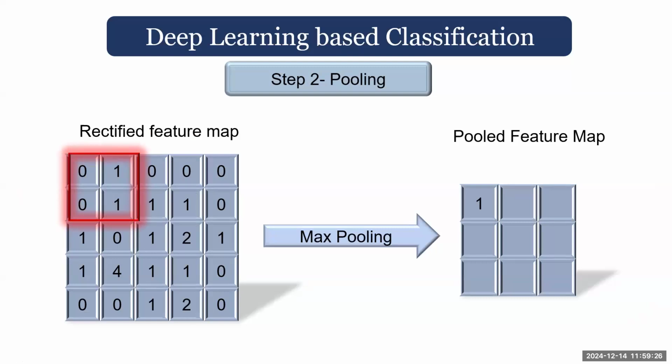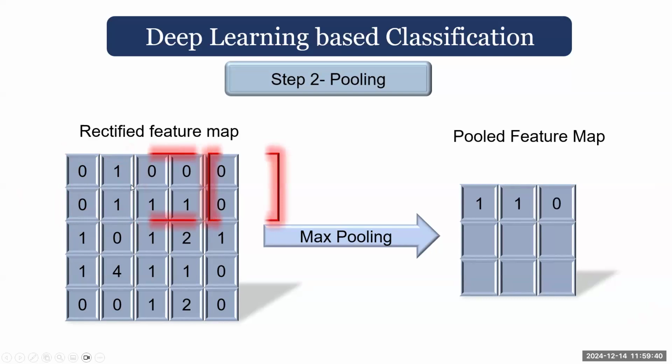Here we are focused on one type, which is called max pooling. In max pooling, among the 4 values, the maximum value will be selected. So in this case, it is 0, 1, 0, 1. The maximum value is basically 1. In this case also it's 1. Now here you can see the maximum value of this is basically 4.